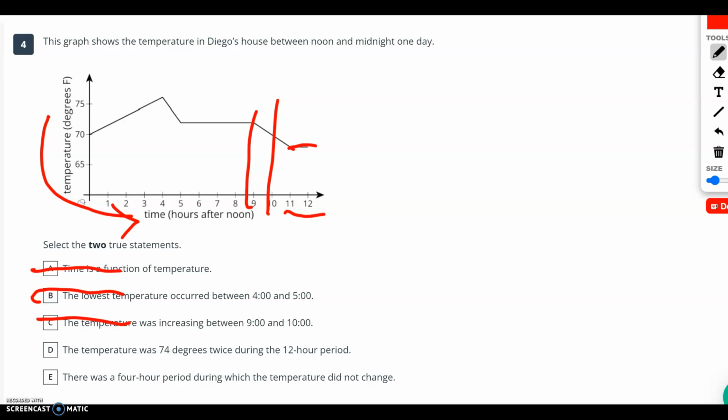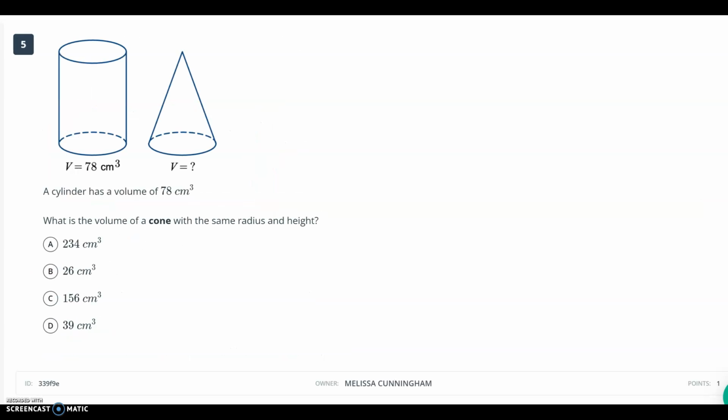It says the temperature was 74 degrees twice during the day. Here's 75 right here, so 74 would be right below it. So it here and here. Yes, that was the temperature. There was a 4-hour period during which the temperature did not change. Yes, we have a 4-hour period right here where the temperature did not change, so that would be correct as well. All right, question number 5.